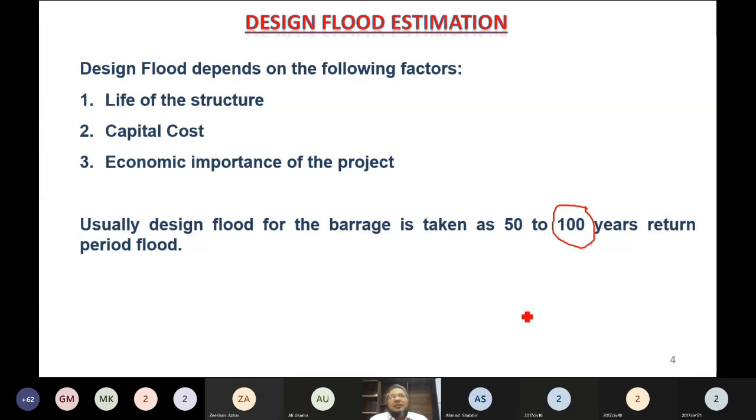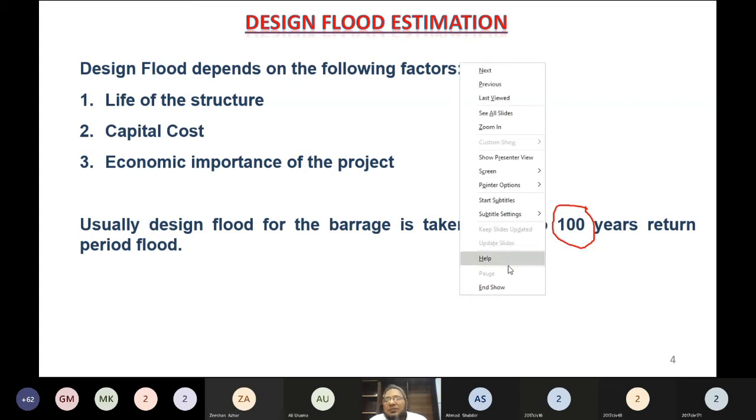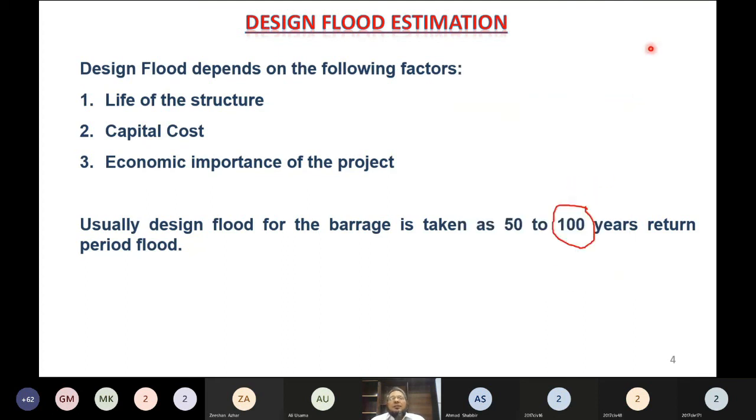So how can we find the 100-year return period flood? Somebody would describe it. What is the procedure to compute the 100-year return period flood? Yes, by applying the flood frequency analysis approach. By flood frequency analysis, we can find the 100-year return period flood, or any return period flood.